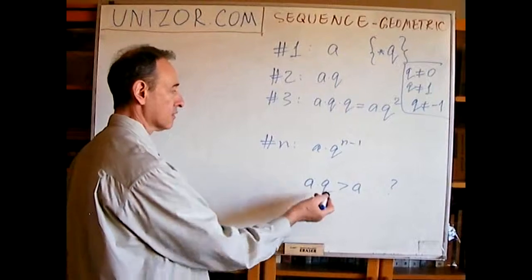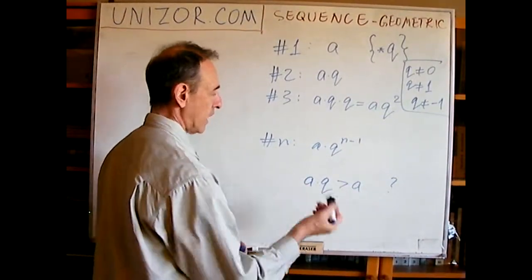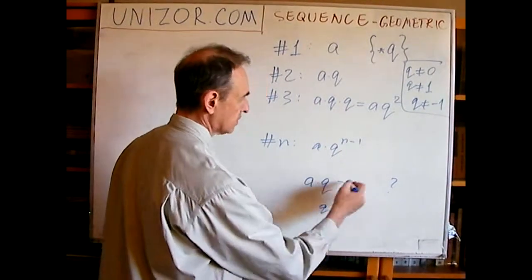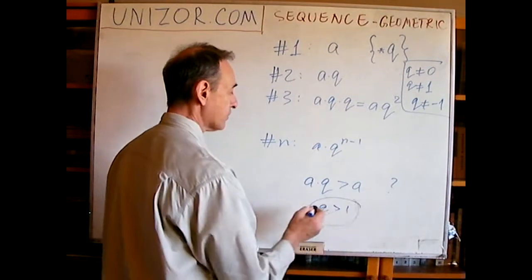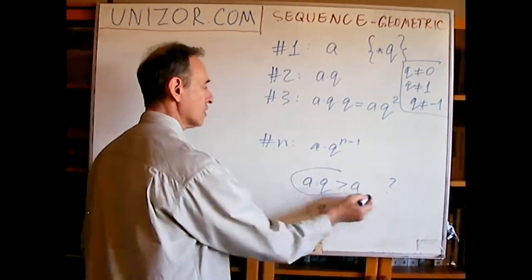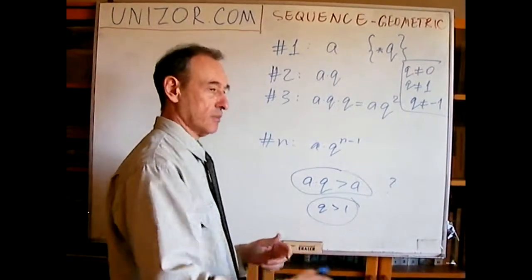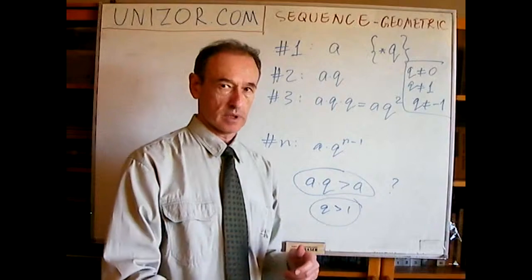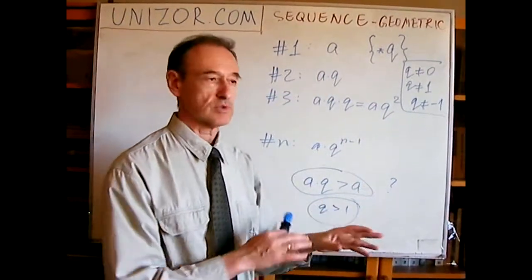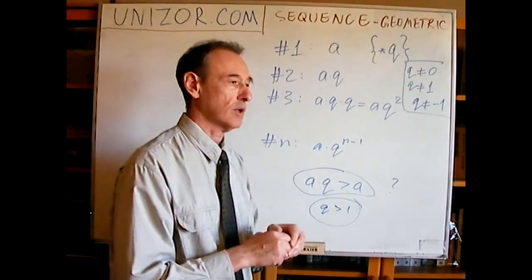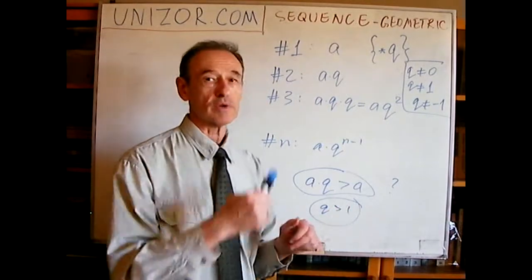Well, again, considering q, let's just consider a is positive. If a is positive, then we basically divide both sides of the inequality by a, and we get q is greater than 1. So if q is greater than 1, then aq is greater than a, which means our elements are becoming bigger and bigger. So let's just consider, for simplicity, positive a and positive q, so I don't have to talk about absolute value, etc. For positive a and positive q, if q is greater than 1, we are increasing values.